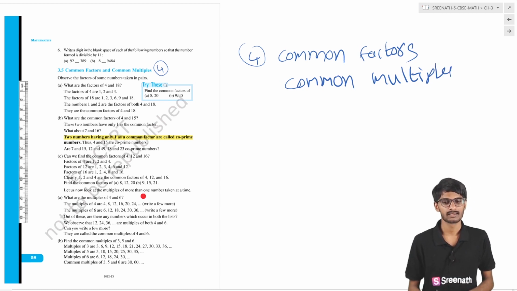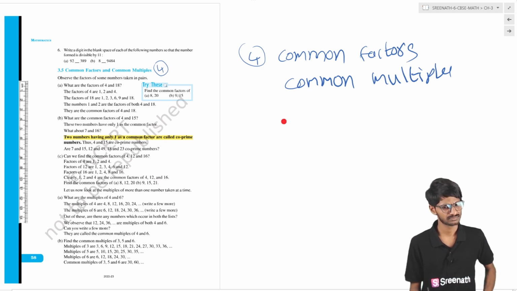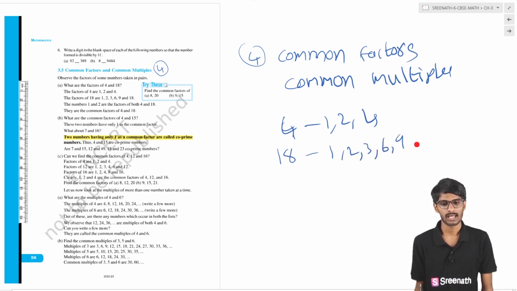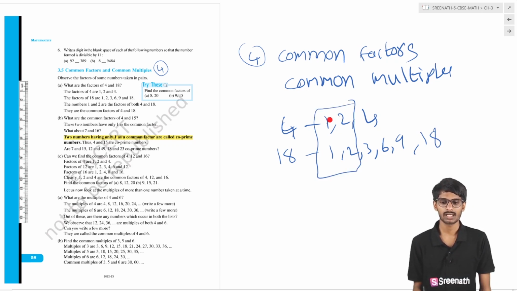So basically, what are factors? Suppose we take 4 and 18. What are the factors of 4? You can write 1, 2, 4. And what are the factors of 18? You can write the factors of 18 as 1, 2, 3, 6, 9 and 18. If you see clearly, 1 and 2 are common in both. So we call 1 and 2 the common factors.